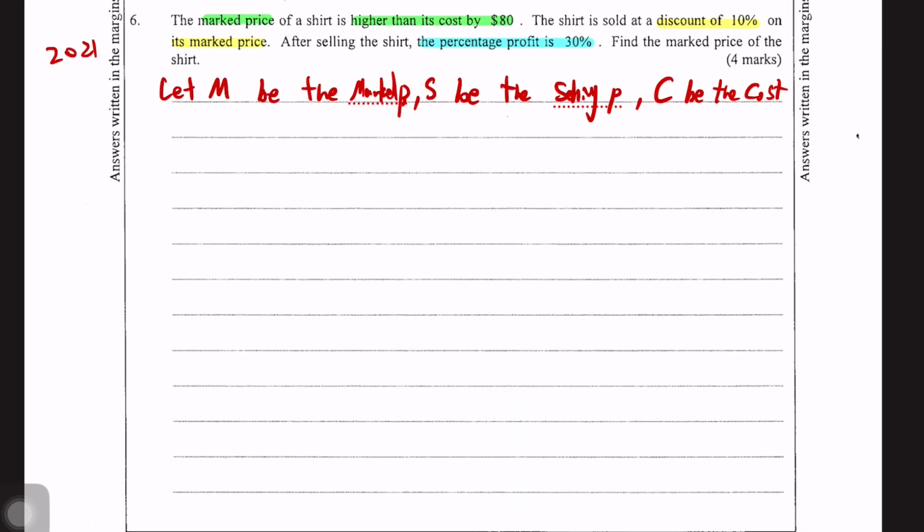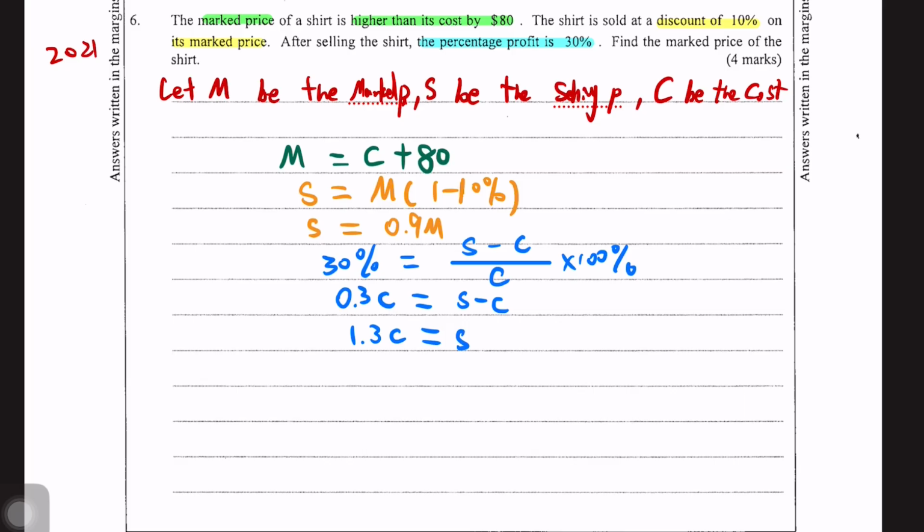2021, this question is very similar to the 2018 question, with 3 unknowns. Try it by yourself, okay? So only 4 marks for this year. First read the question, 3 conditions here. Write them one by one. The first tells you that the mark price is higher than the cost by 80. So cost plus 80 equals the mark price.